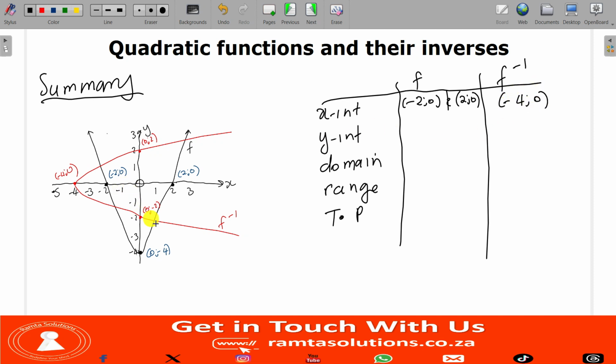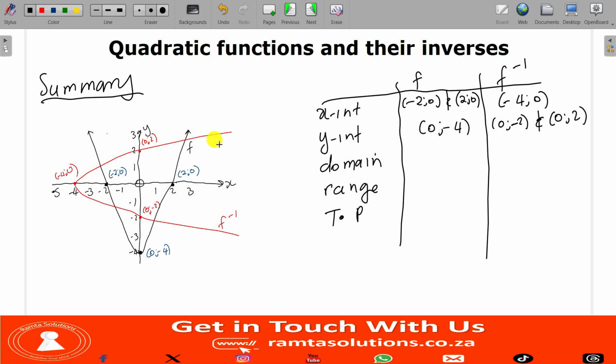What was the y-intercept for the original? It was 0 and negative 4. And then what was the y-intercept for the inverse? It was 0 and negative 2, right? And 0 and positive 2.